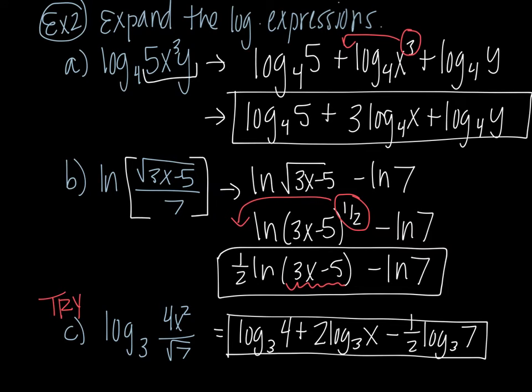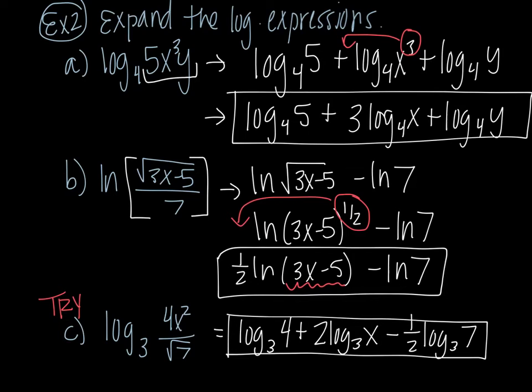And there is the final answer. Log base 3 of 4 plus 2 times log base 3 of x minus 1/2 log base 3 of 7. Notice I kind of just went in order. The two things that were being multiplied on the top end up with a plus sign, and what was being divided is then subtracted.